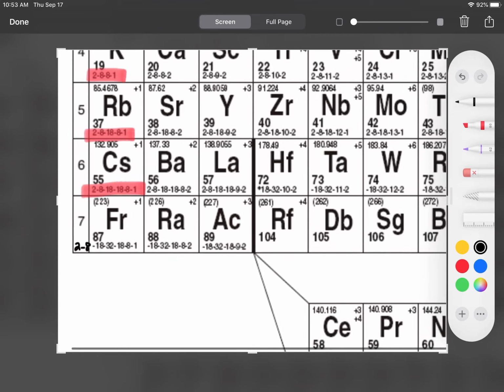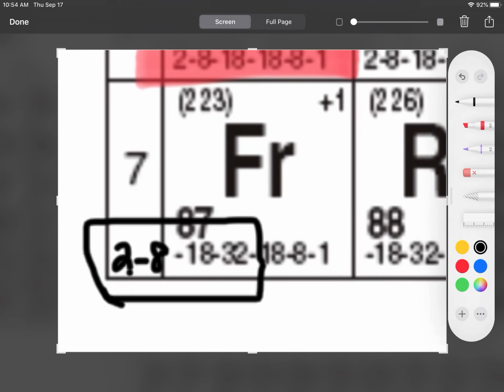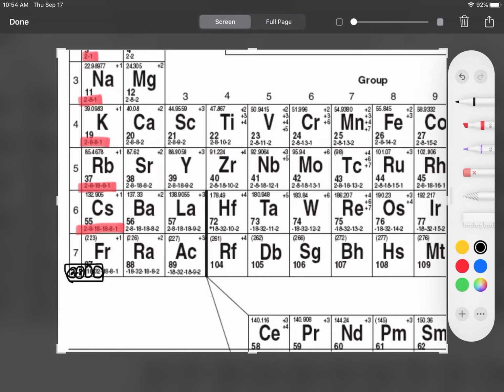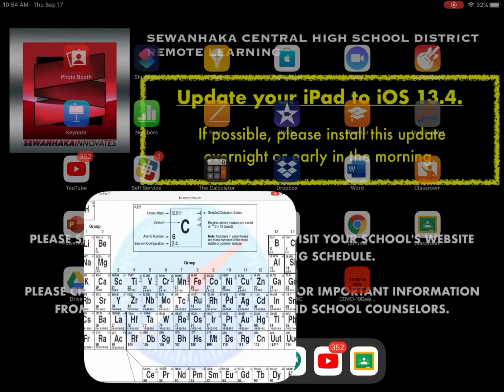So if you ever want to know the maximum number of electrons in each level or shell for any given element, you just simply look on the periodic table here. The first level or shell has 2. The second has 8. The third is 18. And the fourth holds 32. So it's all given to you right there. All right, let's move on here.